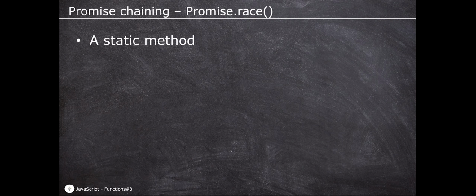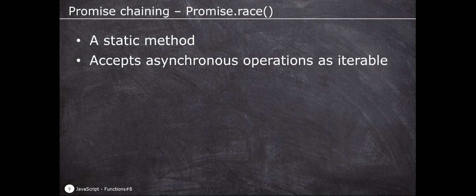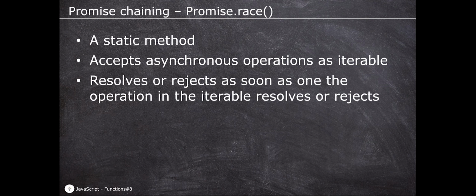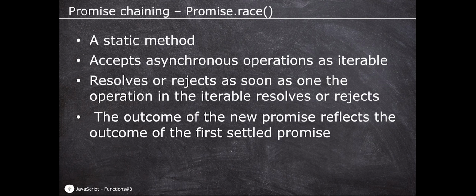Just like Promise.all, the method Promise.race is also a static method that handles multiple asynchronous operations passed as an iterable to the function. When any of the asynchronous tasks resolves or rejects, this function returns a new promise object that fulfills or rejects with the value of the asynchronous task.